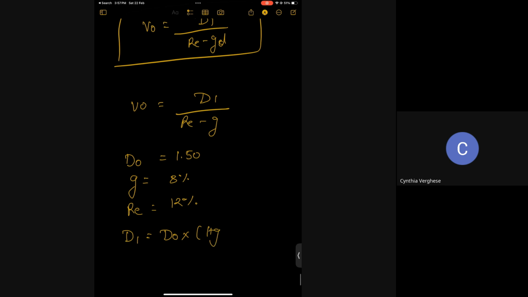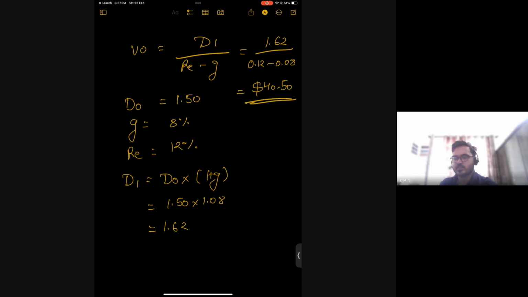Is it 40.50? I'm also doing it very quickly. So D1 is 1.50 into 1.08. 1.5 into 1.08 comes to 1.62, which is the next year's dividend. RE is 12%, so it is 0.12. Growth is 8, 0.08. So I have to divide 1.62 by 0.04. The answer comes to 40.50, exactly what you just said. So yes, the price in this situation will be 40.50.